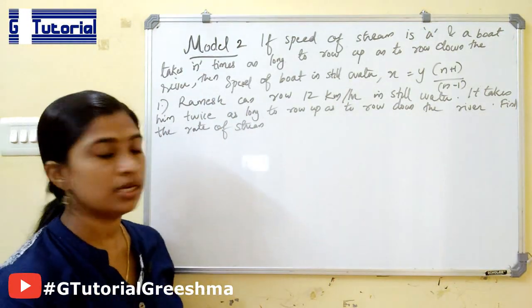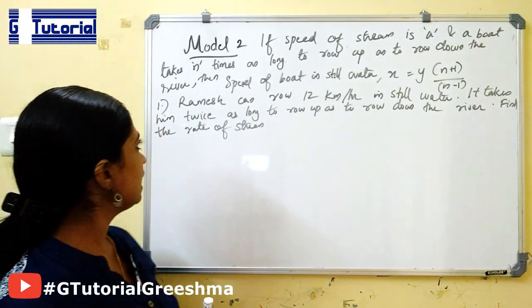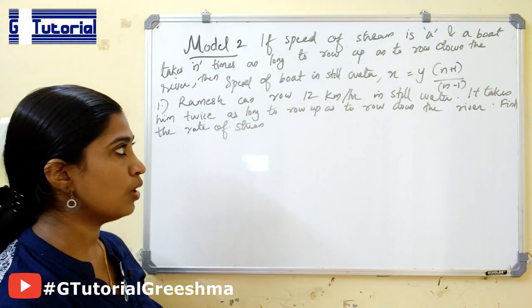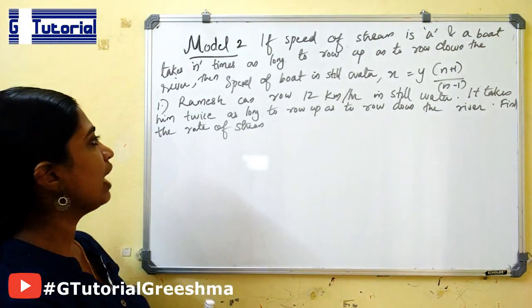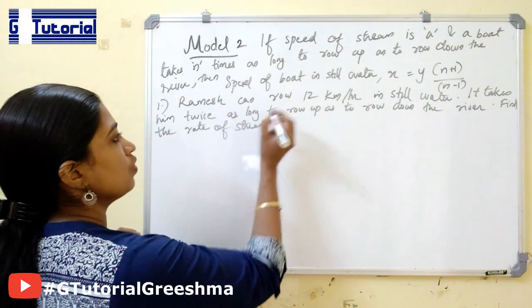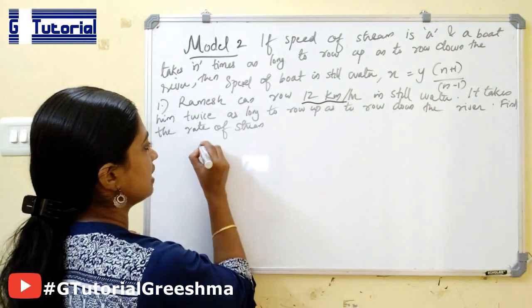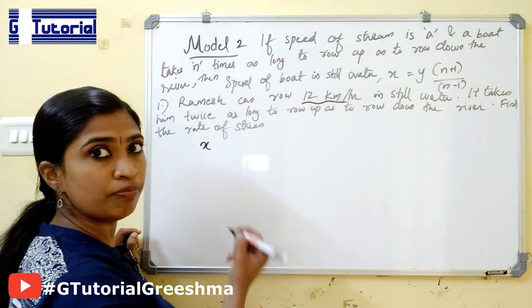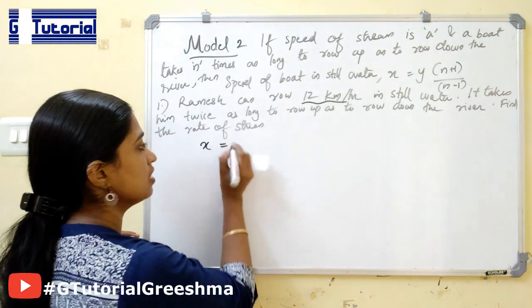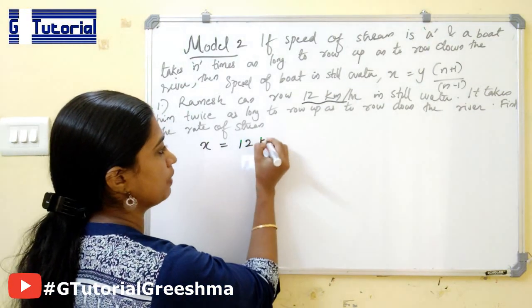The problem is Ramesh can row 12 km per hour in still water. It takes him twice as long to row up as to row down the river. Find the rate of stream. So here we are given at what speed Ramesh can row in still water. That is the speed of man in the boat, given as X, which is 12 km per hour.